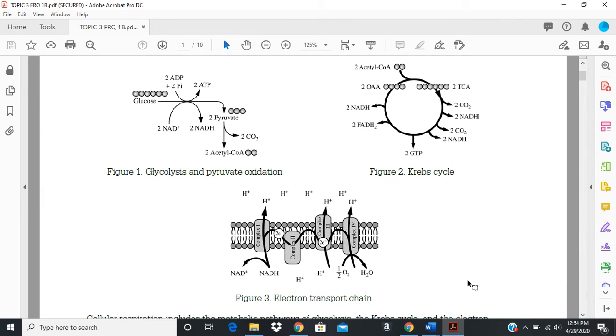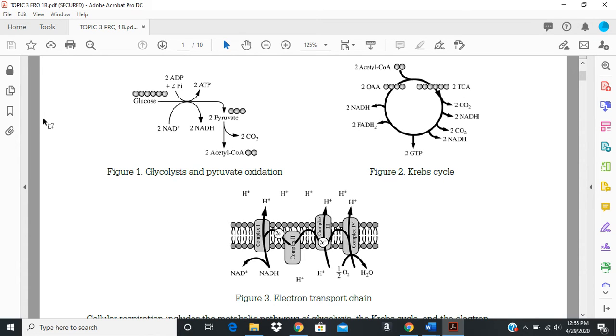Hey, PBio. So we're going to take a look at the second group of free response questions, and this one is one of my favorites. I really like this because they outline the three major reactions, actually the four, they combine one of them into two, of cell respiration. And so we have three figures here. Figure 1 showing glycolysis and pyruvate oxidation, Figure 2 shows Krebs, and Figure 3 shows the electron transport chain.